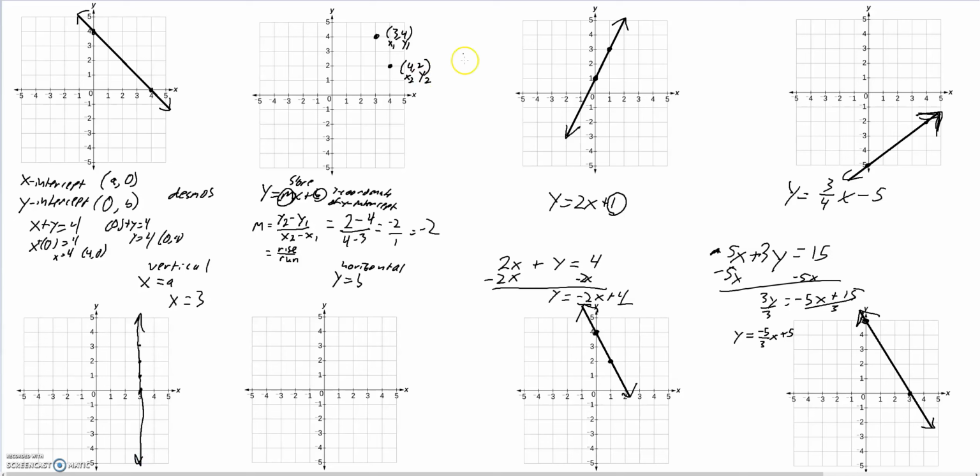Okay? For the horizontal line, what if I had y equals negative 2? Well, in that case, I know this has to be my y. It says nothing about my x, so my x can be all of these. So that means that this is going to be a horizontal line.